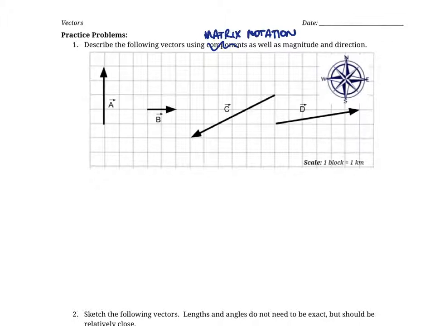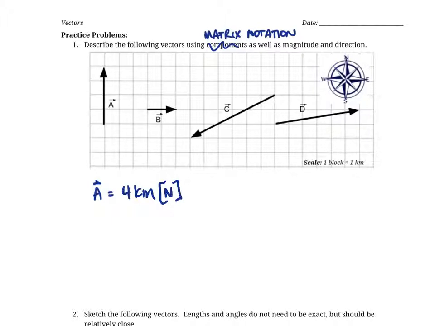So let's start off with the magnitude and direction of A, because that's pretty straightforward. It says in this question here that 1 block is equal to 1 kilometer. So let's pretend this is like looking at a map from above, and we're trying to represent distances traveled on a map. We're also given compass directions: north, south, east, west. So A, we know is going north, and if we count the spaces, 1, 2, 3, 4, we've gone 4 kilometers north. That's the magnitude and direction way to put it.